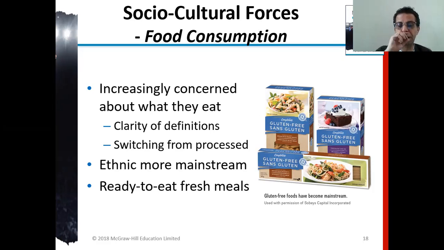There is also ethnic food becoming more mainstream. For example, za'atar, hummus or falafel really become household foods, along with ready-to-eat fresh meals. We notice there are companies who send you a fresh meal that you can cook and eat right away.